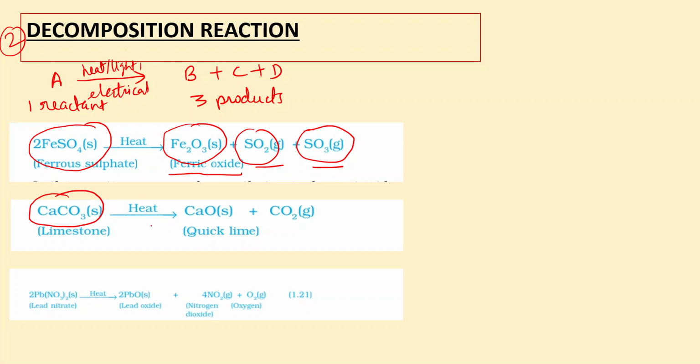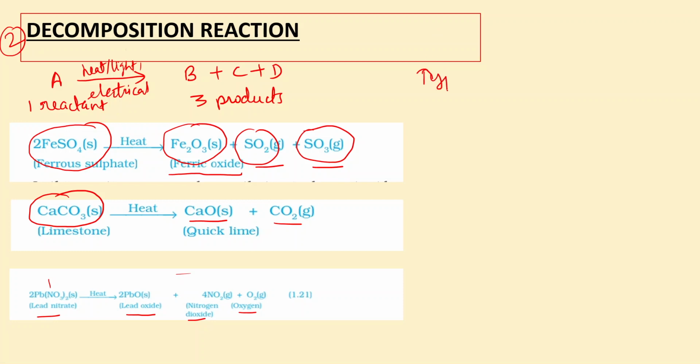Calcium carbonate in the presence of heat gives you quicklime and carbon dioxide. 1 reactant, many products. Lead nitrate in the presence of heat gives you lead oxide, nitrogen dioxide and oxygen. 1 reactant, many products. So this is a decomposition reaction.